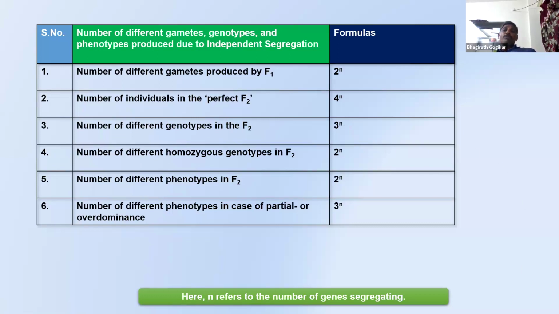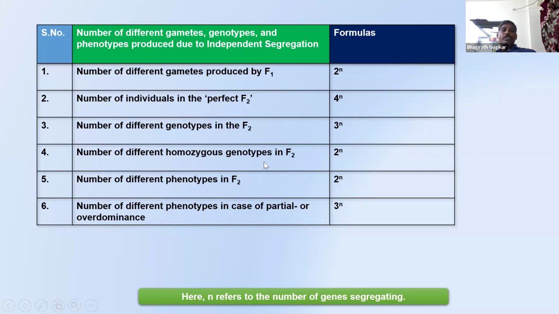For example, in the monohybrid we are getting 3 genotypes. One is homozygous dominant, another one is heterozygous dominant, another one is homozygous recessive. 3 kinds of genotypes are seen in the F2 generation. So by this formula we can find the number of different genotypes seen in the F2 generation: 3 to the power of n.